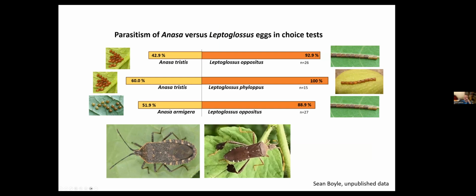These were some of the lab outcomes of choice tests between the Leptoglossus, which is the leaf-footed bug, and the squash bugs. And lo and behold, they preferred the leaf-footed bug, even though they do fine on the Anasa or squash bugs. But we have to know this. We have to know the ecology and what their alternatives are out there, because we might release some, and if they don't find the squash bugs, they're going to go away and look for leaf-footed bugs.